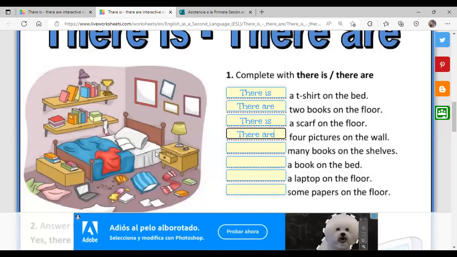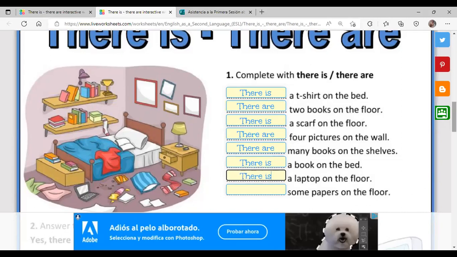Many books on the shelves. ¿Hay o no hay muchos libros en las repisas? Sí hay, ¿no? Hay libros. Igual es there are, ¿no? Yes, there are. There are, and a book on the bed. This is an open book on the bed. So is There is, right? There is, okay. And then a laptop on the floor. Look at this. The same is singular, so we say there is.